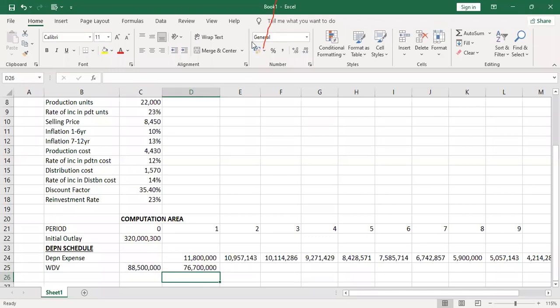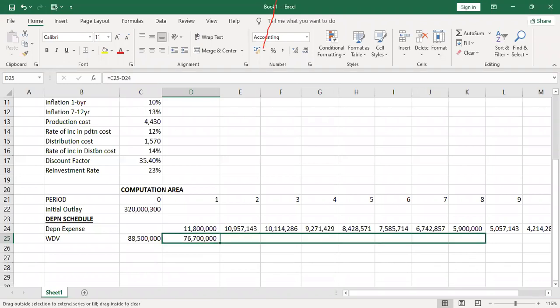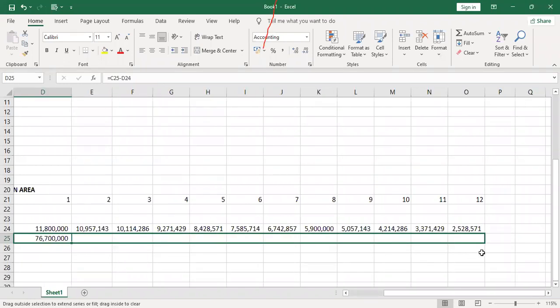Now click on the written down value in year 1 you have calculated. Press the cursor on the autofill icon, and then you drag up to period 12.